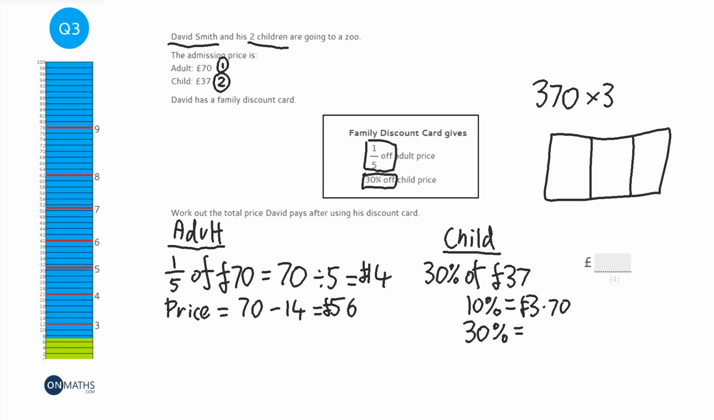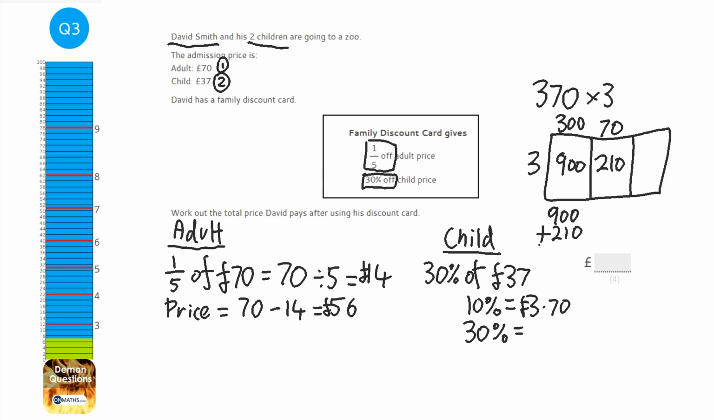And if this is on the calculator, then obviously you just type it into the calculator. And obviously that's going to be 0, so we don't need that one. So it's 900. That's 21 with a 0. So 900 plus 210. 0, 1, and then 11. So that's going to be £11.10.